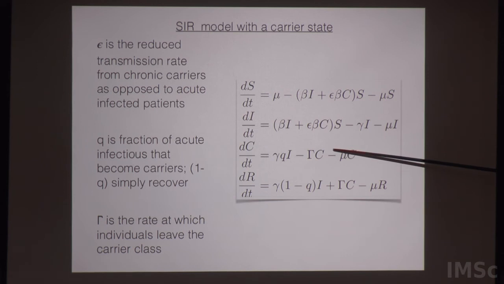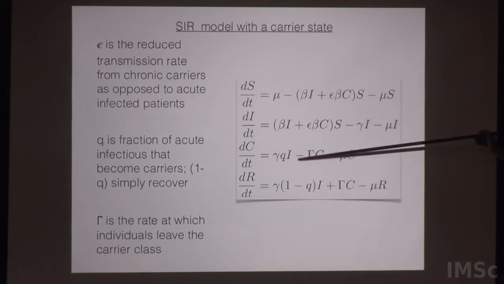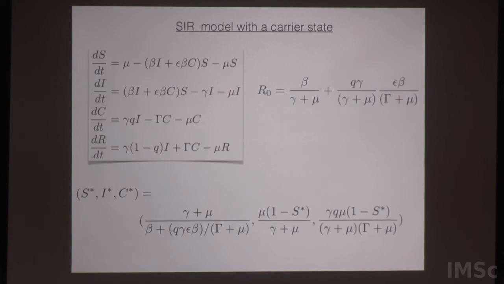And the rate gamma is a new rate that tells you the rate at which you leave the carrier class. You also have to worry about the rate at which you enter and the rate at which you leave, and that's where gamma enters, both here and here, and they cancel out between the carrier rate of change and the recovered rate of change. Everything that we did with the earlier set of equations we can actually do.